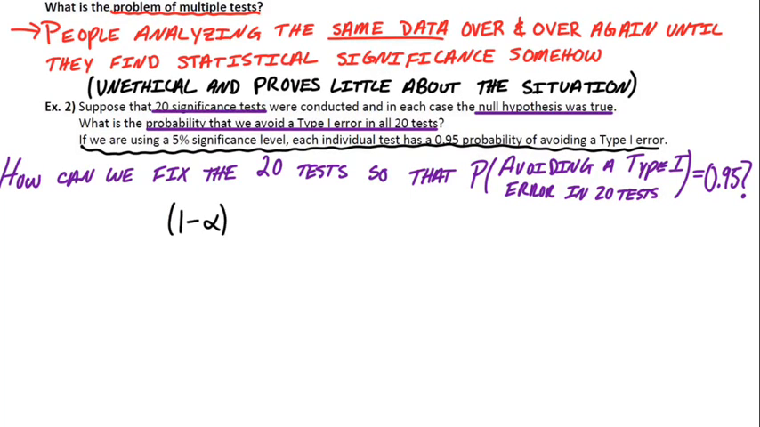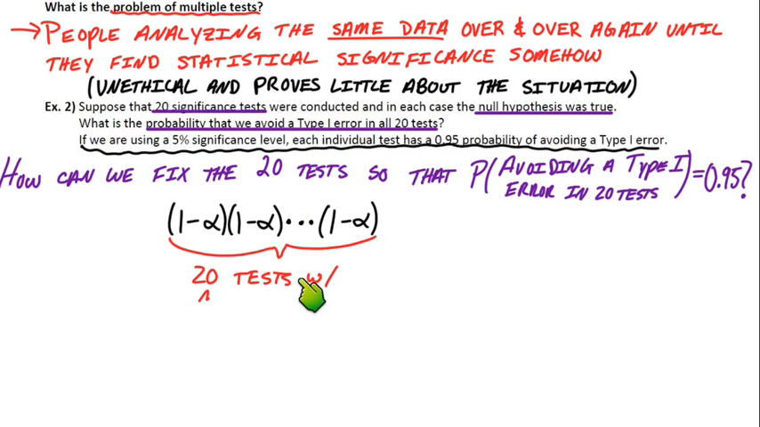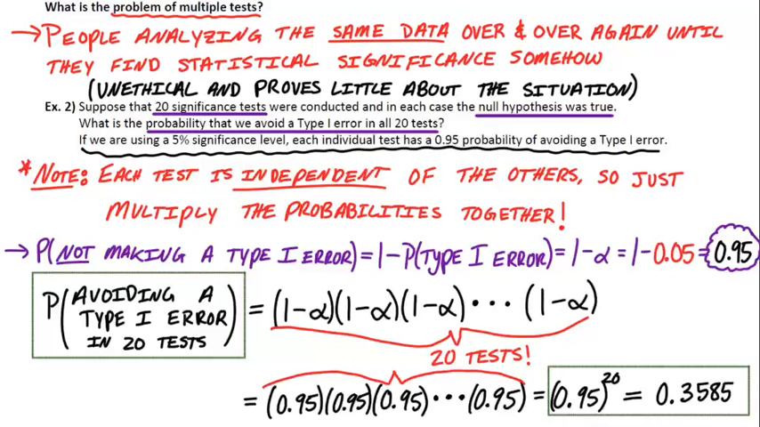Well, we have these 20 tests to run, right? And each one is 1 minus alpha for the probability that we don't make an error. And there's 20 tests, right? Go down the line for 20. So if I think back to the original statement here, if I want to avoid a type 1 error in 20 tests, I really need to take this 1 minus alpha business and set that equal to 0.95. And then we're going to come up with what the true significance level would be that would get us through those 20 tests without making a type 1 error. So if I can take these 1 minus alphas and just set them equal to 0.95, that'll fix it.